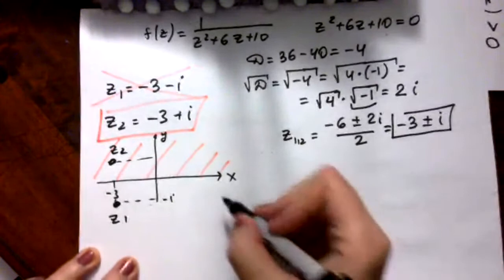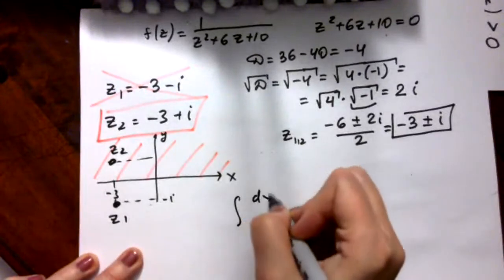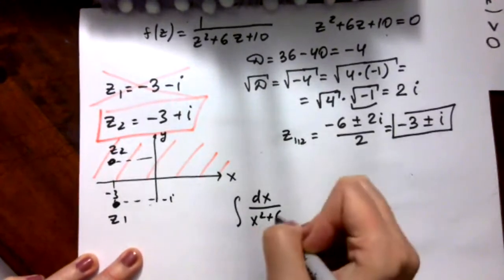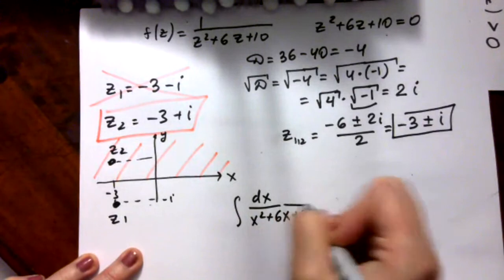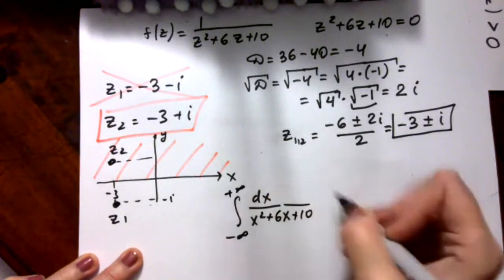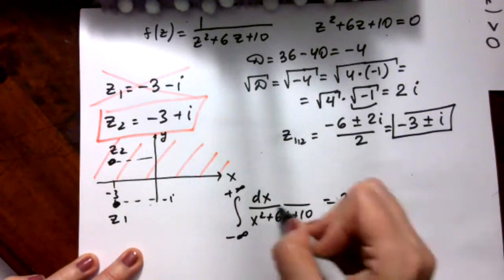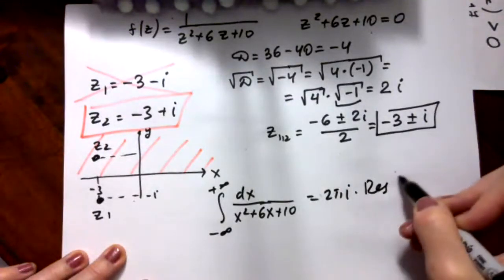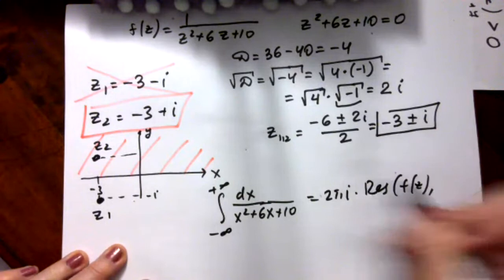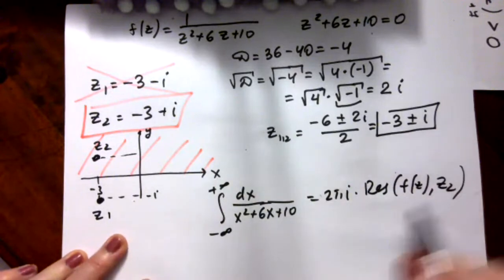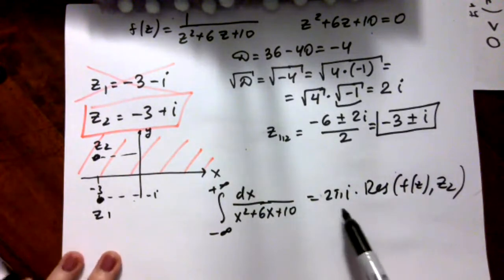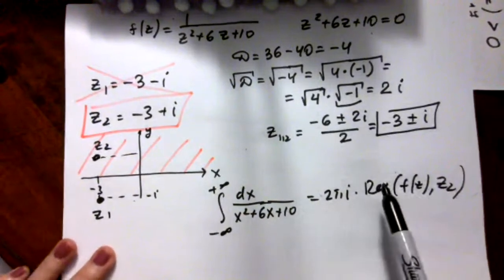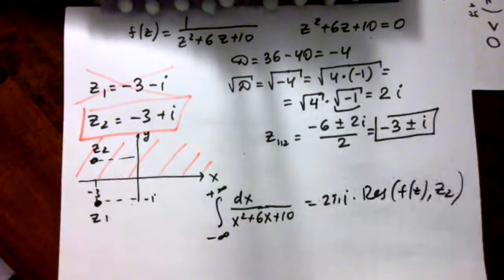So it means that your integral, let's rewrite it again, of 1 over x squared plus 6x plus 10 from minus infinity to plus infinity will be 2 pi i, according to the residue theorem, times the residue of our function f of z at the point z2. And I'm leaving it to you to finish this problem. You will have the answers in the tutorial sheet, so you won't have any problem.